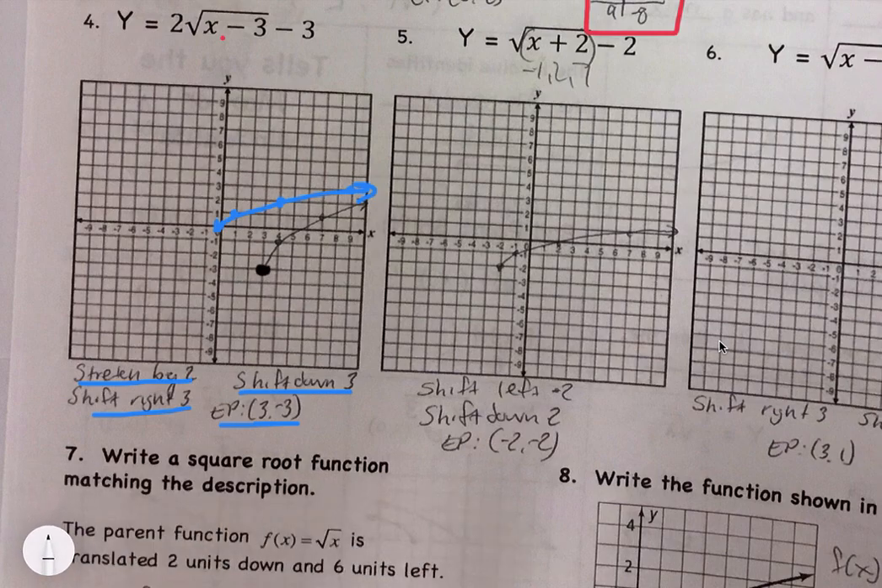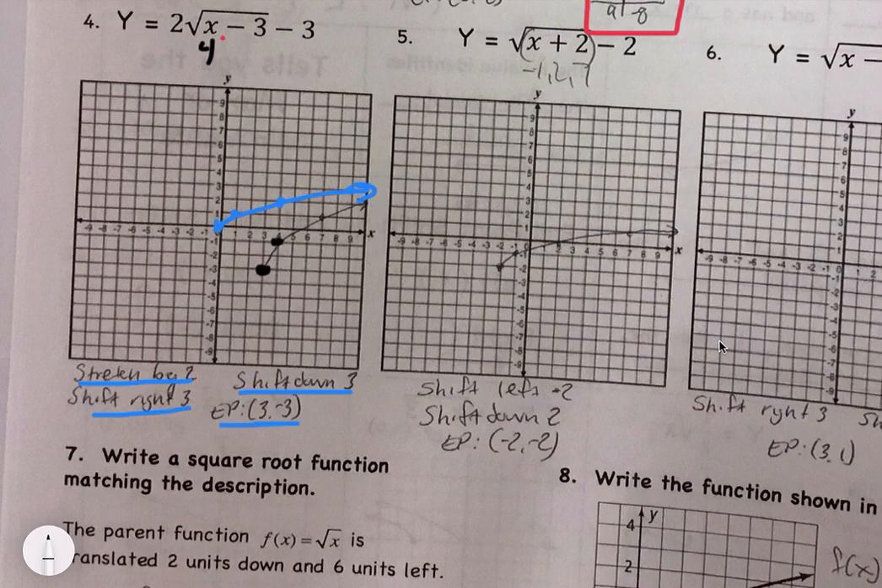Now, with our other points, we have to plug in values. So my next value for x I would choose would be 4, because that's 1 to the right. So 4 minus 3 I know is 1. I know what the square root of 1 is. That's 1. So it's 2 times 1 minus 3. That puts me at 4, -1.